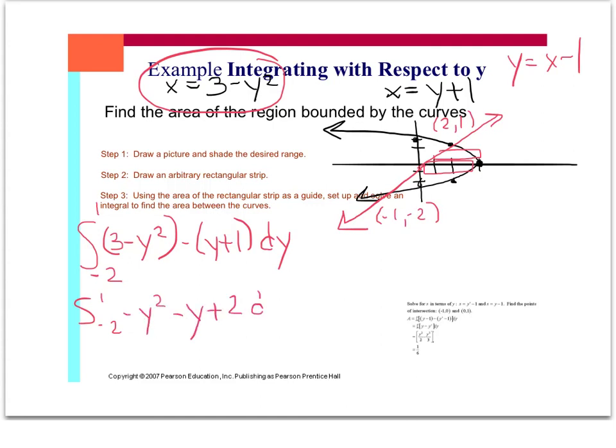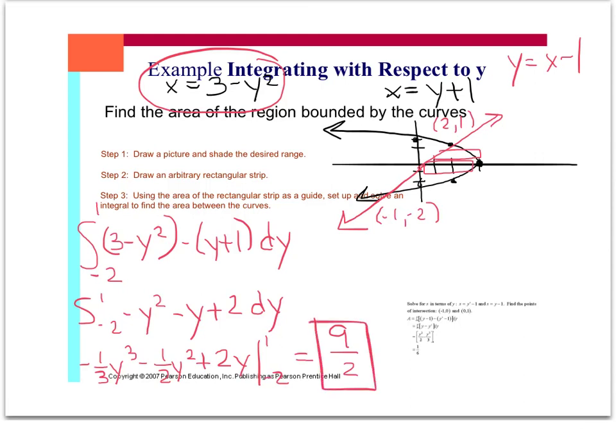And I do the exact same thing, use the anti-differentiation. So I have negative 1/3 y cubed minus 1/2 y squared plus 2y, and then I integrate from negative 2 to 1. And you can do the mathematics and check your work, and the answer that you will get is 9/2. Okay, voila. So that is your lesson for finding the area between two curves.